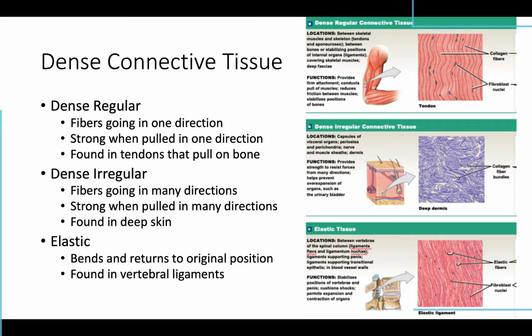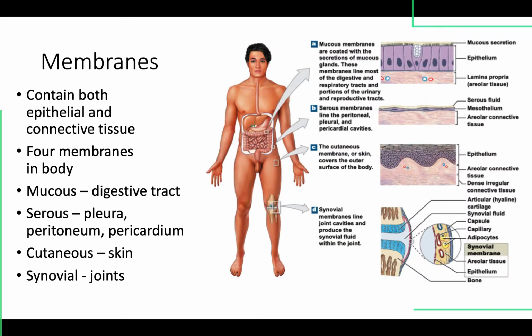And then there's elastic tissue. Elastic tissue, the fibers are running in the same direction again, but now we have elastic fibers in there. So they're found in the ligaments in your spine, so you can bend and come back up, and your spine goes right back to where it's supposed to be. So that's connective tissue proper.